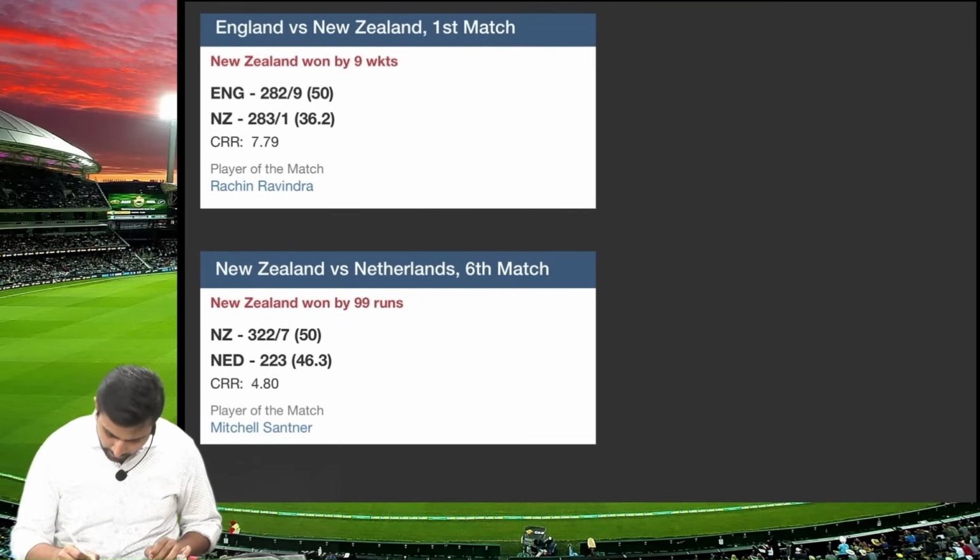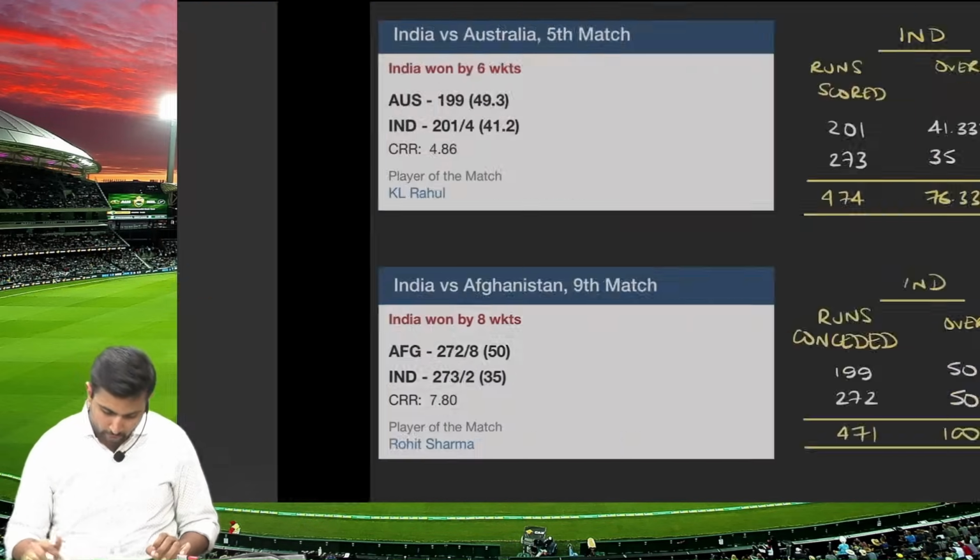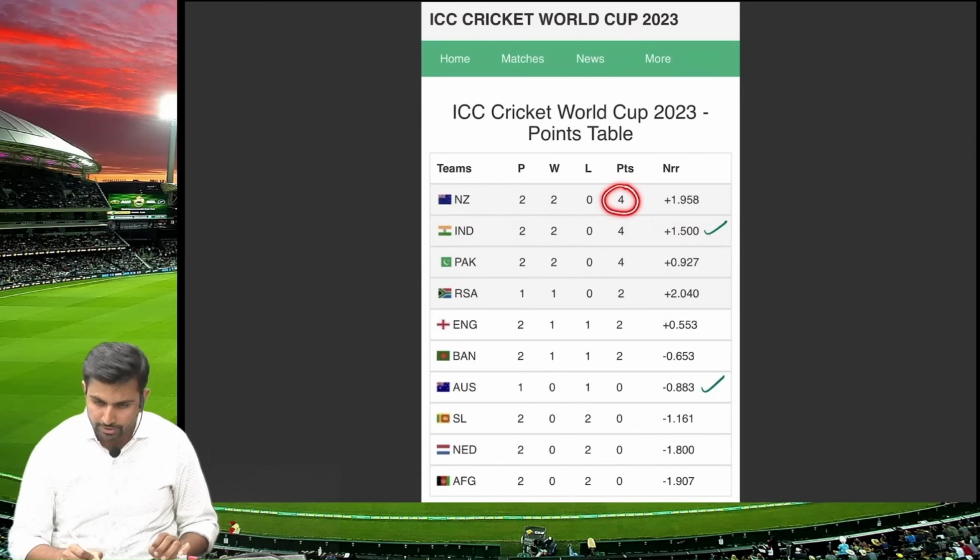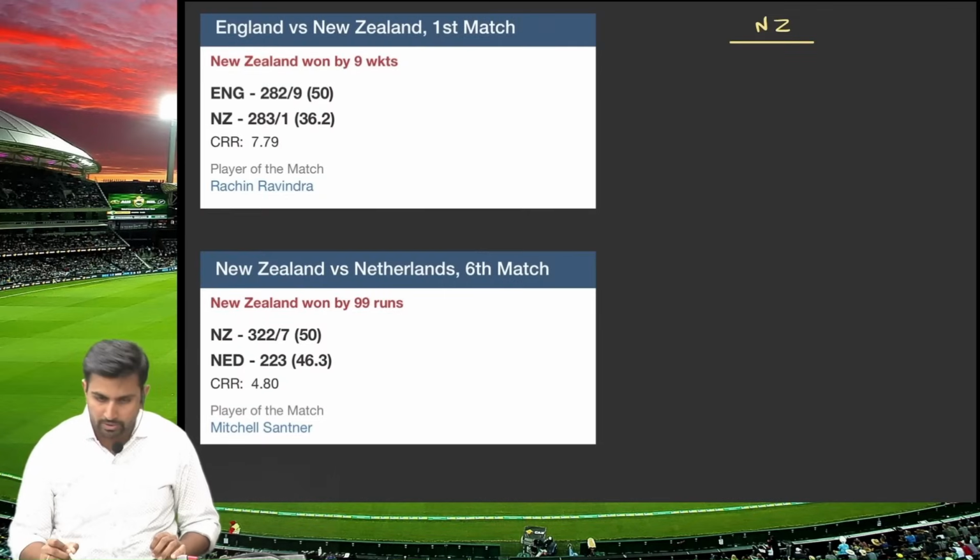Now if we talk about team New Zealand, New Zealand has won both the matches with a very big margin. Therefore New Zealand is right now at the top of the table on the basis of points also, and within that their net run rate is also quite high. So how can we calculate this?